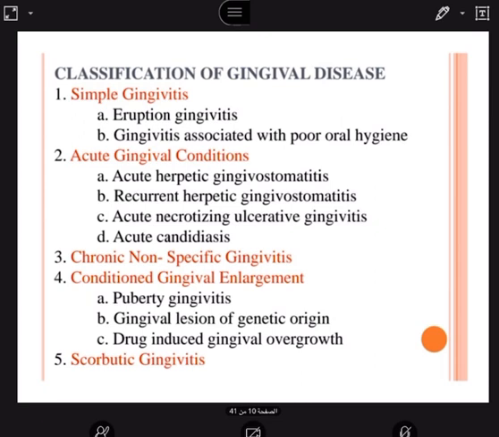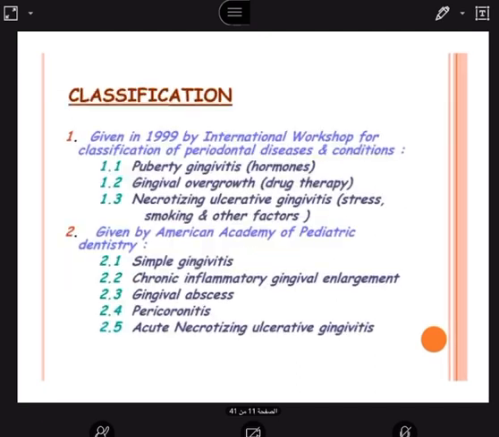Okay, so we classify in broad terms as simple gingivitis, acute gingival conditions, chronic non-specific gingivitis, conditioned gingival enlargement, and scorbutic gingivitis. I'm not telling each subheading because we'll be discussing this in due course. Okay, and again in 1999 the International Workshop for Classification of Periodontal Diseases and Conditions classified it into puberty gingivitis, gingival overgrowth due to drugs, and necrotizing ulcerative gingivitis due to various factors like stress, smoking, and other factors.